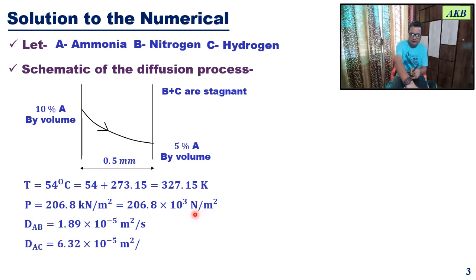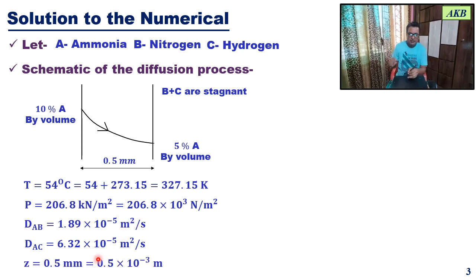Again, then diffusivity is given. You have two diffusion coefficients. One is diffusivity of A in B, diffusivity or diffusion coefficient, one and the same thing. So DAB, diffusion coefficient of A in B, diffusion coefficient of ammonia in nitrogen, is given as 1.89 into 10 to the power minus 5 meter square per second. Please note this value of diffusion coefficient is at this temperature and pressure. So at the given temperature and pressure, DAB is 1.89 into 10 to the power minus 5 meter square per second. This is given to us.